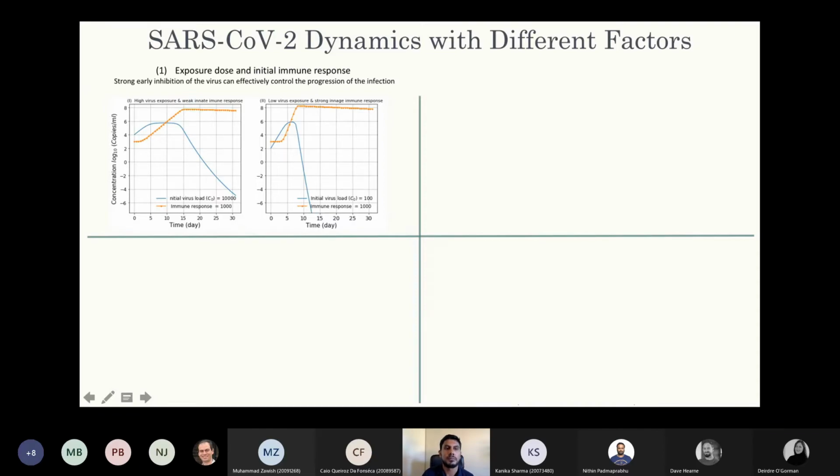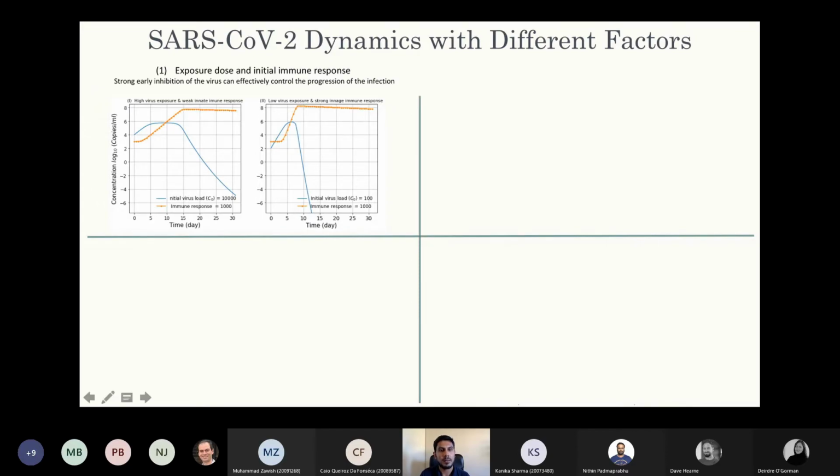For example, the first graph shows the impact of exposure dose and initial immune response. The first graph shows we get in contact with a high virus load. As people say, if you are in a closed area, you may get in contact with a high virus load. But if we have a very weak immune response, then the person may have a high virus load for a long period of time, as you can see in the blue line here. So the high virus load stays from 5 to 15. In this case, it may give a chance to develop all the symptoms and also severe conditions.